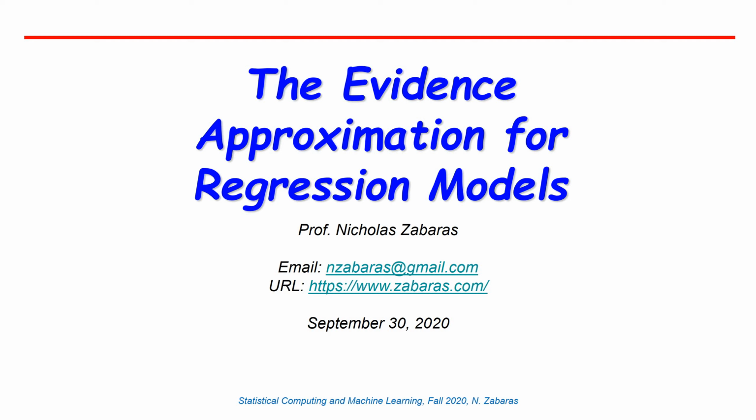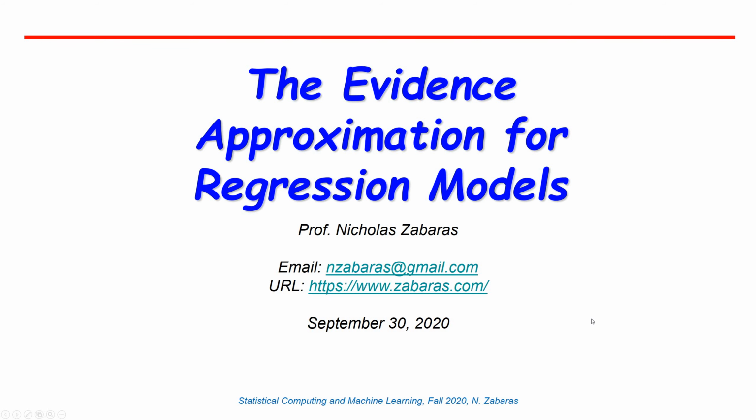This is Statistical Computing and Machine Learning, and we continue our lectures on regression models. So today we will discuss the evidence approximation that we have seen earlier when we discussed hierarchical Bayes models and empirical Bayes approximations. So we will see those applied to regression models today.